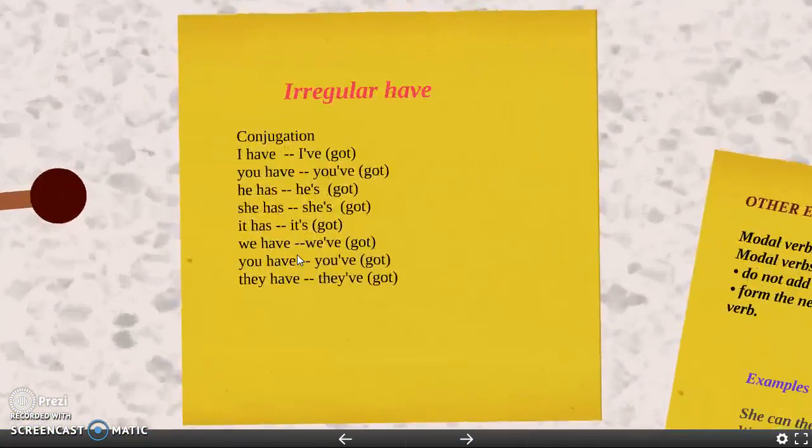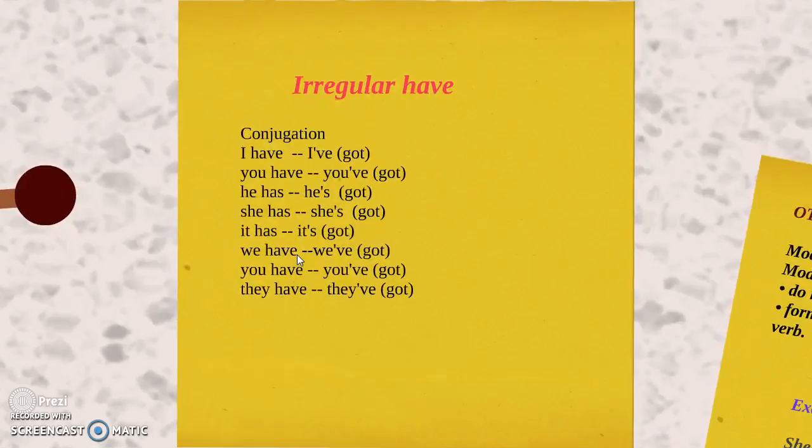Have is also an irregular verb. It is special, like the verb to be. The conjugation is I have, you have, he has, she has, it has, we have, you have, they have. You see, it doesn't add an S to the third person. It completely changes from have to has. Here are the contractions. I've got, you've got, he's got, she's got, it's got, we've got, you've got, they've got.